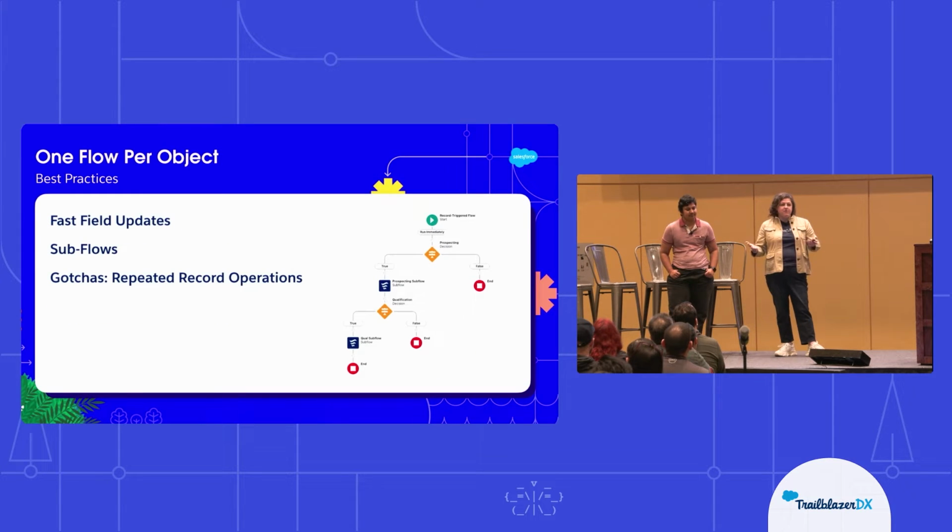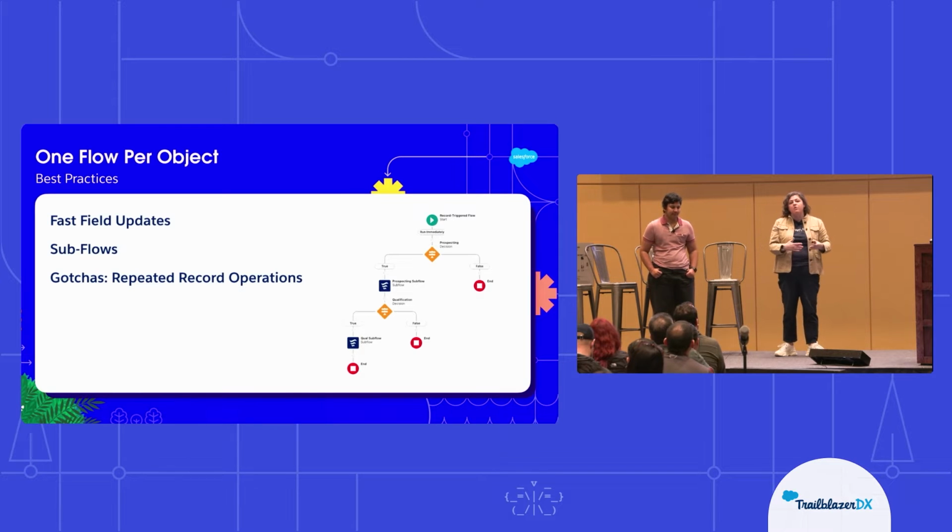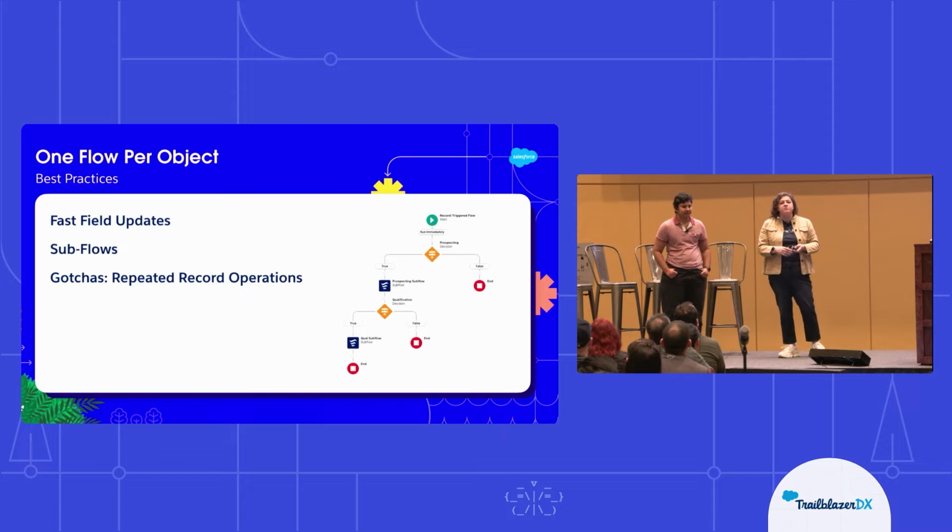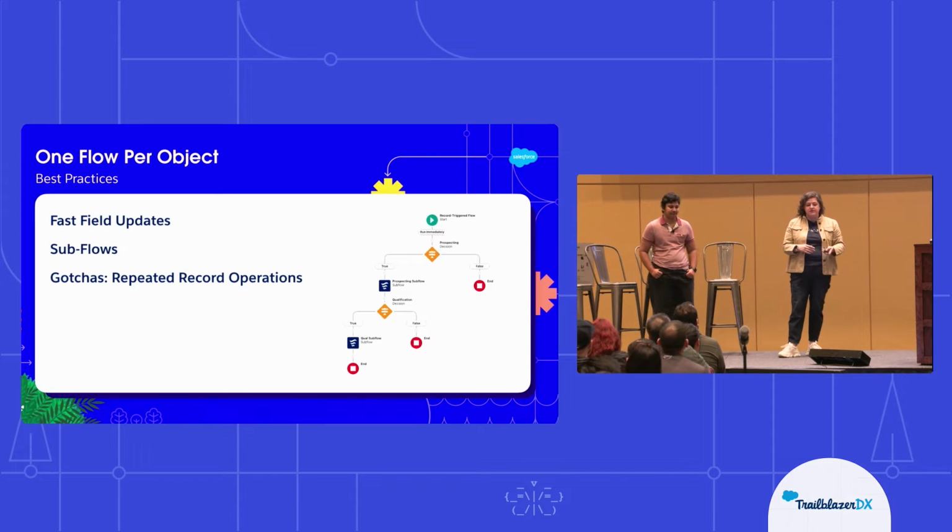So starting off with one flow per object, this is going to be very familiar if you've lived in the world of Process Builder, where you had sort of a series of interconnected decisions, or if you come from the world of Apex and you have kind of a global trigger handler. So this is the model that really parallels that inside Flow. So we'll talk about things we recommend if you're going to do this.